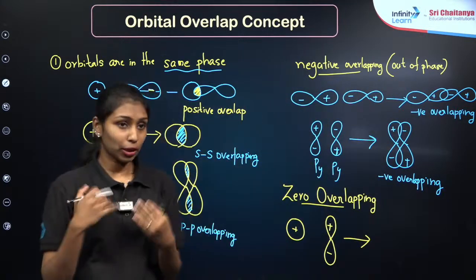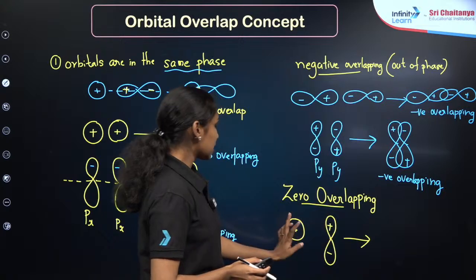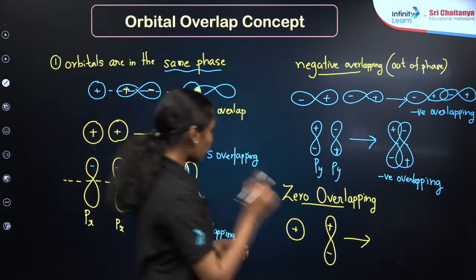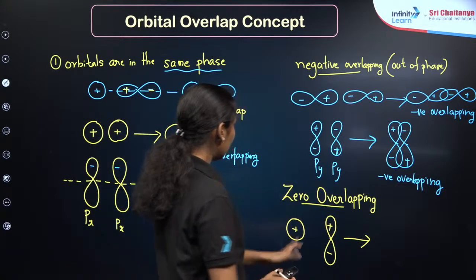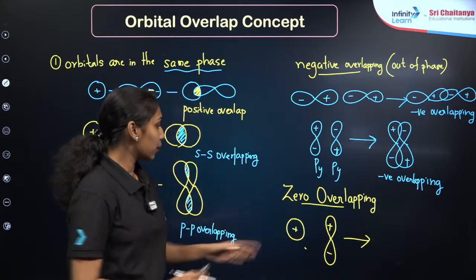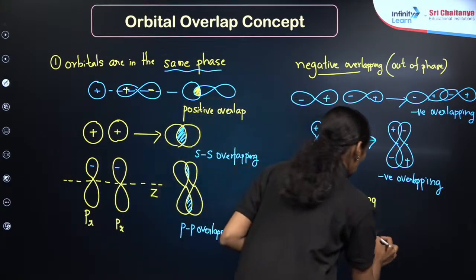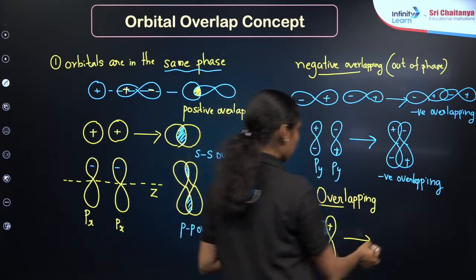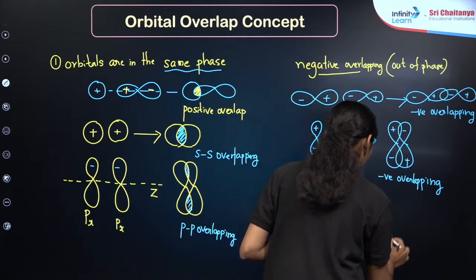According to this idea, you may say plus plus, right? Same phase, there will be overlapping. But according to this zero overlapping concept, this is in the spherical shape and this is in a different orientation, right? Orientation will be different, which means that there will not be any overlapping, so it is called zero overlapping.